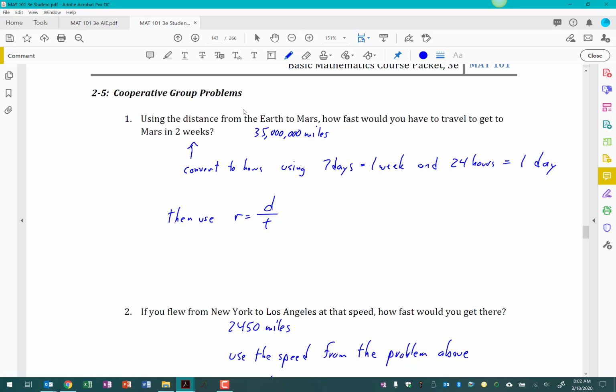For number 1, remember that the distance from Earth to Mars is 35 million miles. To actually determine how fast you would have to travel to get to Mars to answer this question, you need to convert the 2 weeks to hours, and you can do that using the facts that there are 7 days in 1 week and 24 hours in 1 day, so that'll be a 2-step process to convert that. Once you have miles and a time in hours, you can use the rate is equal to distance divided by time, or speed is equal to distance divided by time formula to get your speed, and that'll be in miles per hour.